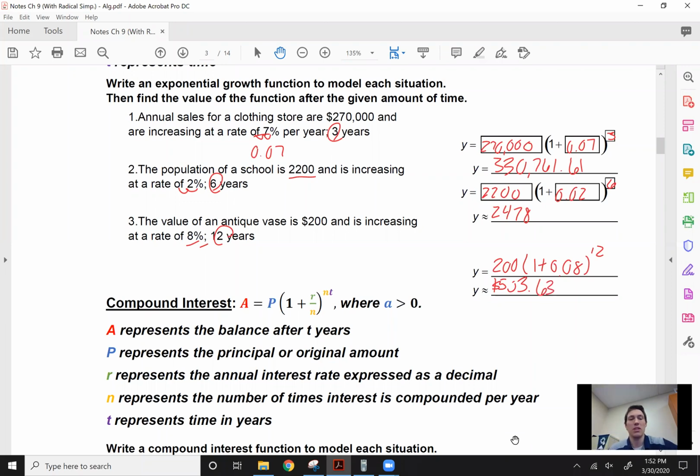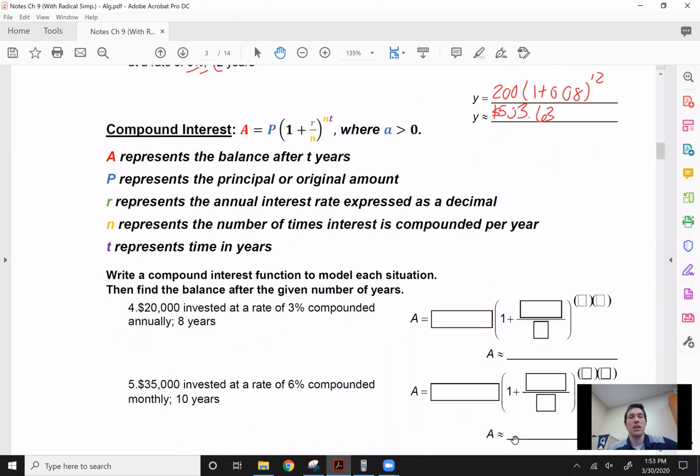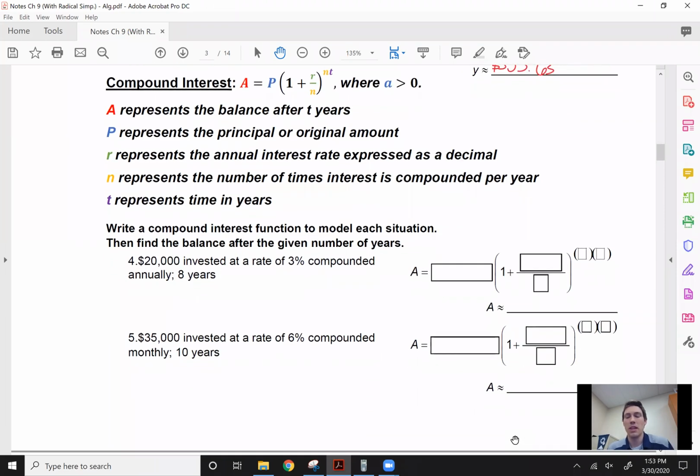All right, so that's what exponential growth looks like. Another form of exponential growth is called compound interest. So again, as it explains, A represents the balance after 10 years. So how much is in the account after 10 years? So compound interest would be things like if you're investing in a mutual fund or a Roth IRA or things like that. Things where you're planning for your retirement or investments. You would want compound interest because the more it compounds, the more you gain.